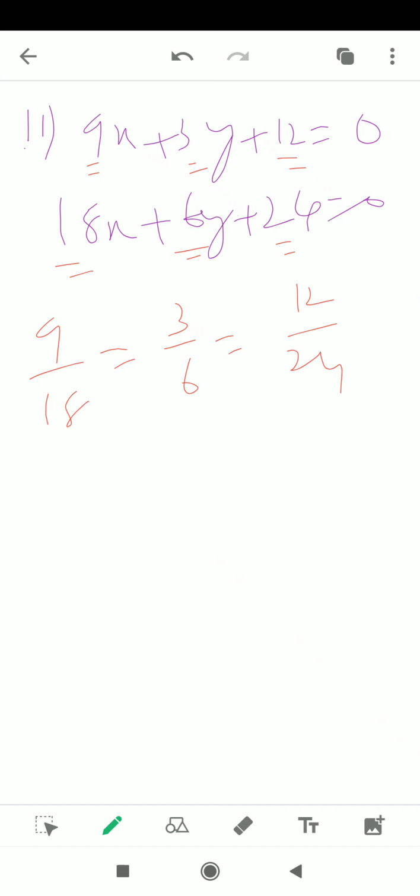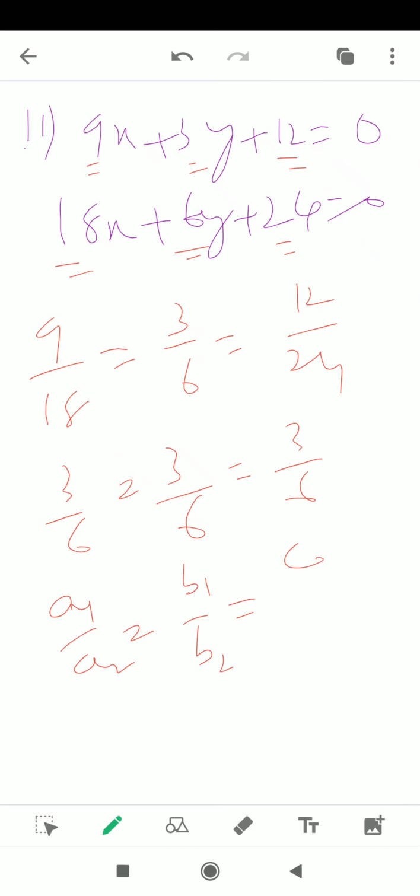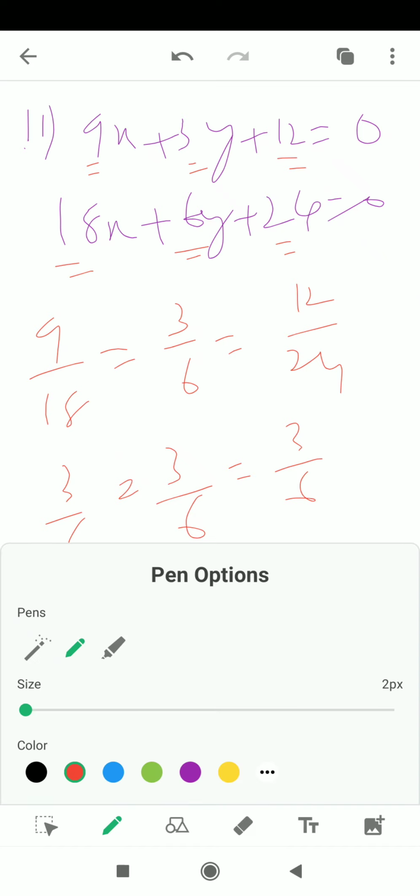So this is 3 by 6, it is 3 by 6, and if I take 4 3s are 12, it is 3 by 6. This implies a1 by a2 is equal to b1 by b2, that is equal to c1 by c2. So all the three ratios are equal. This implies these lines are coincident lines. They are coincident. Okay, we will draw this.